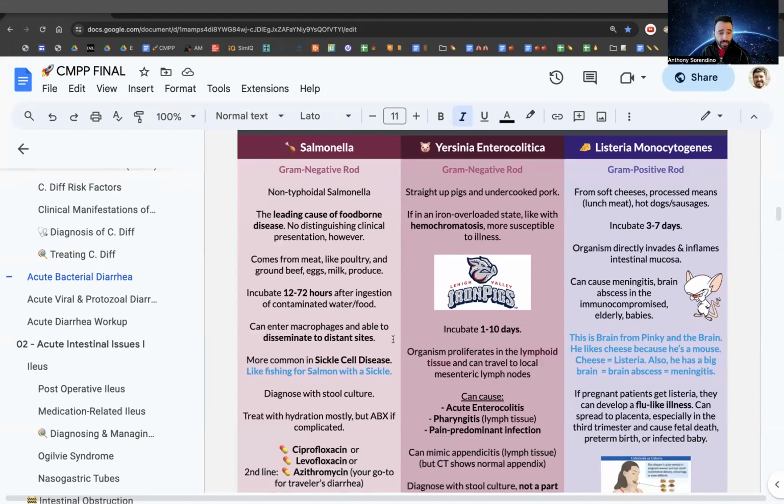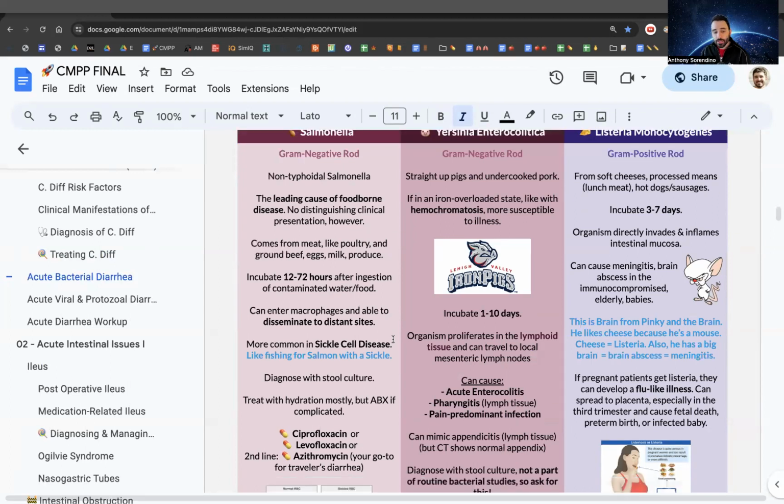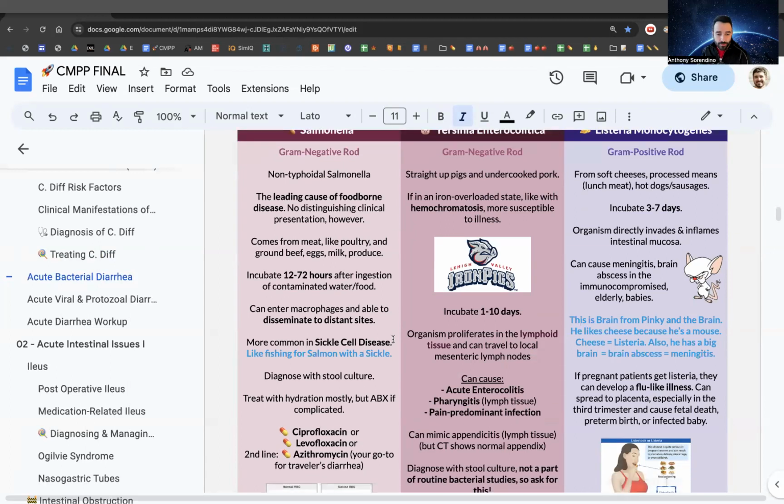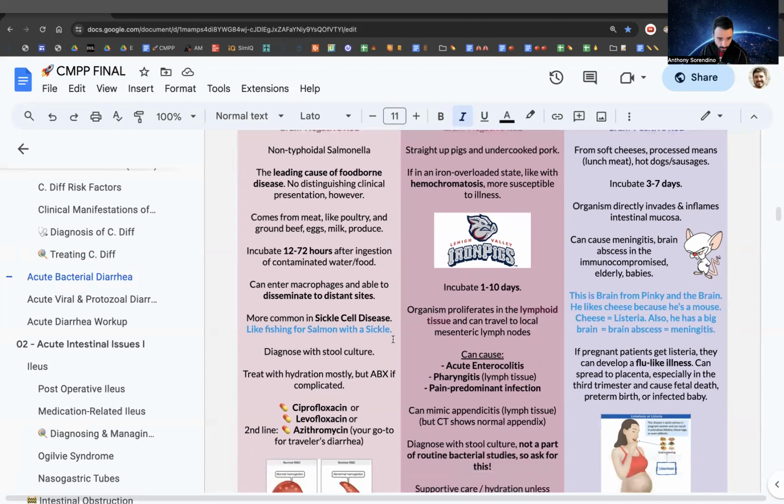Okay, it's going to incubate for half a day to 3 days after having the contaminated food. This is big. It's going to enter your macrophages and be able to disseminate to distant sites. It's going to be more common in patients with sickle cell disease. I think about fishing for salmon with like a Grim Reaper sickle.